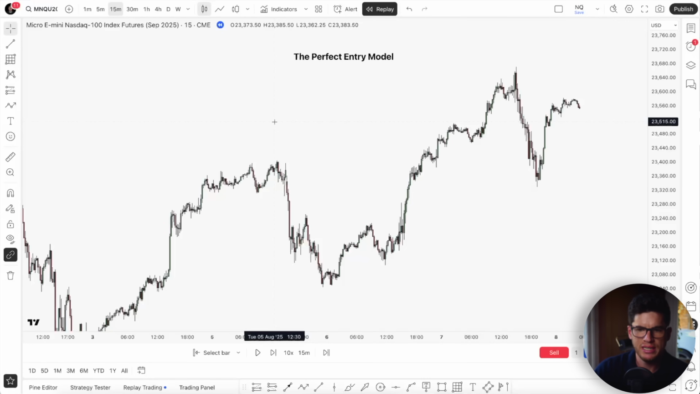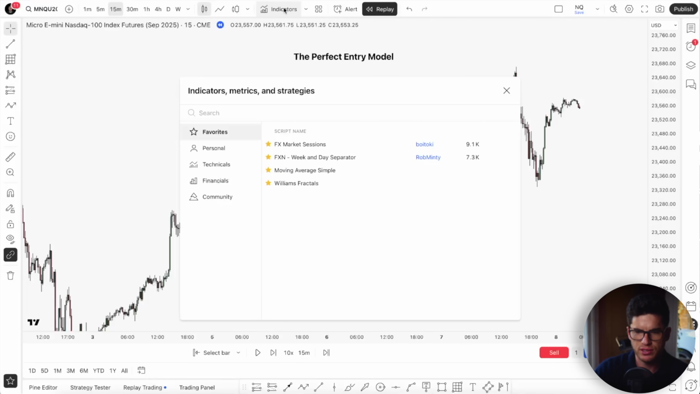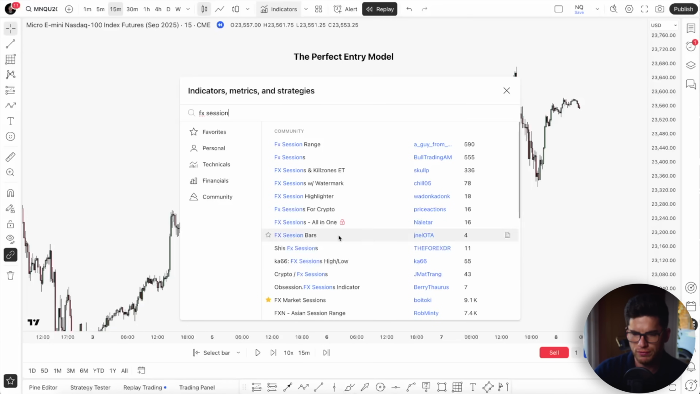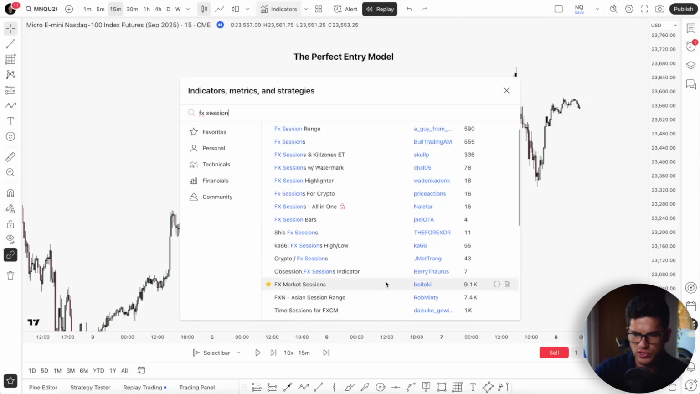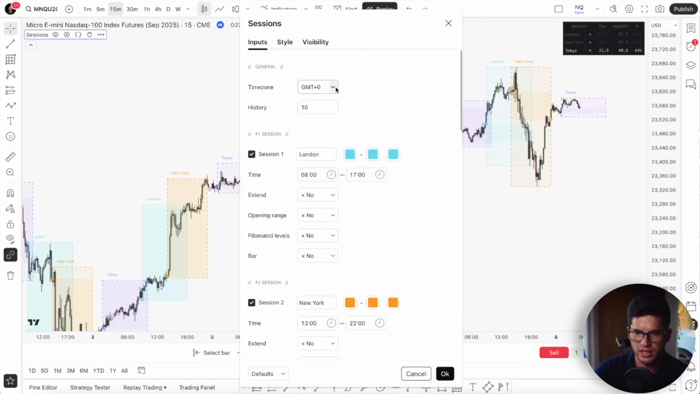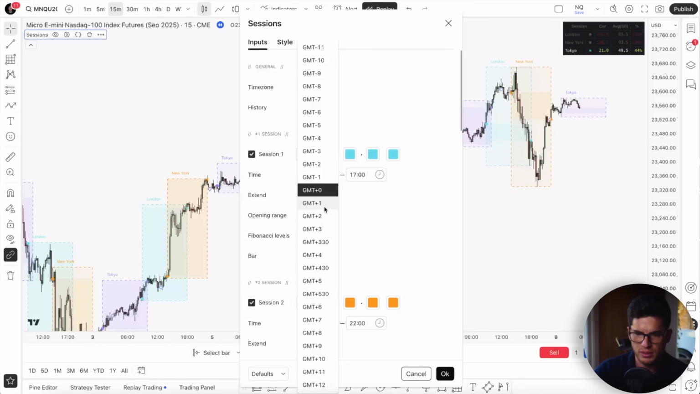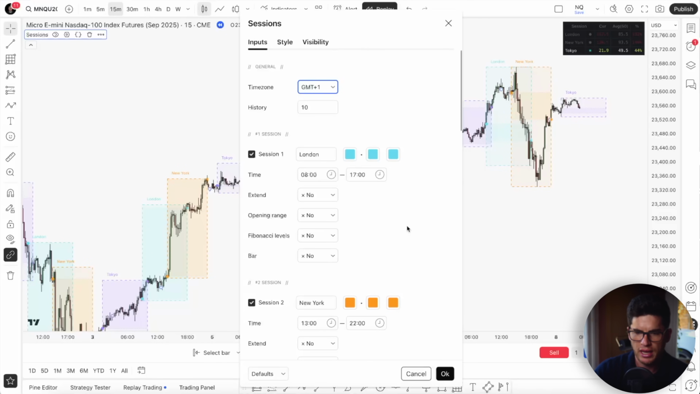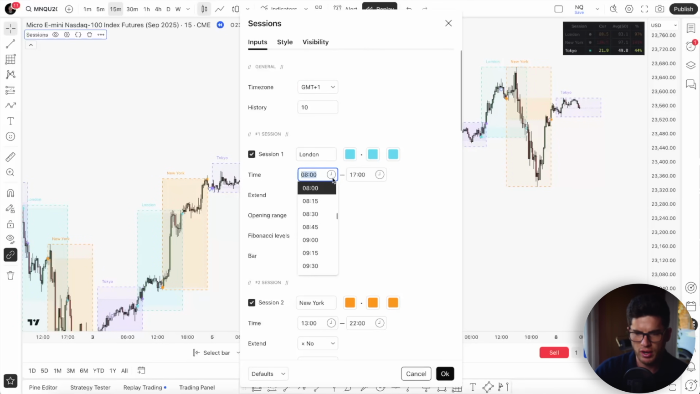So the first thing we need is a session-based indicator. What you need to do is type in FX sessions, and you want to look for the FX market sessions by Boytoki. You can click on this, add it to the charts, and it will come up like this. The next thing you need to do is to go through the metrics and change for your time zone. For me, it's GMT +1, and then give your indicators the right time settings.